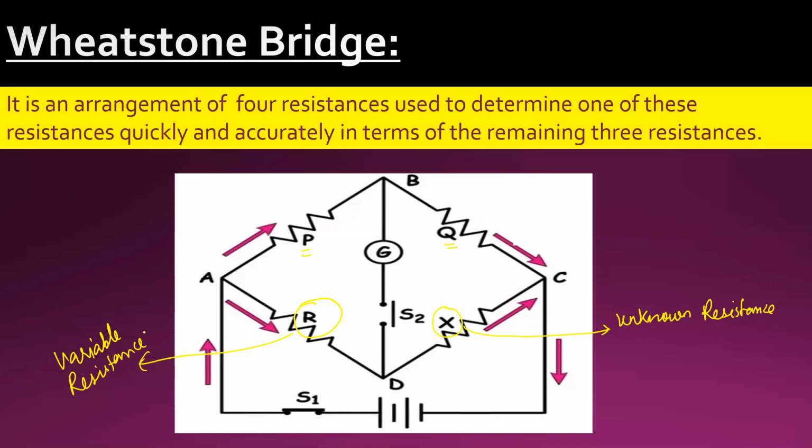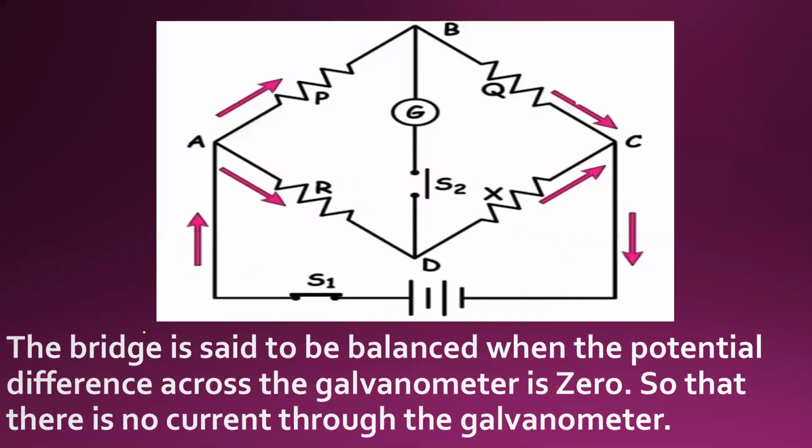So for determining this unknown resistance, here we are having a balanced Wheatstone bridge. This bridge is said to be balanced when the potential difference across the galvanometer is 0. That means the potential at B and the potential at D will be the same. So this bridge is said to be balanced.